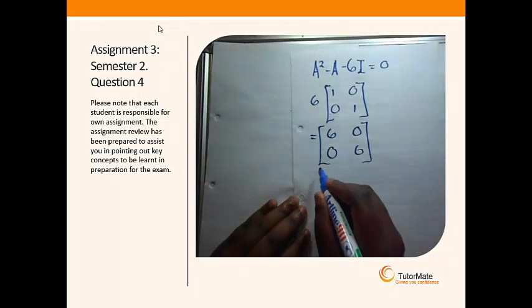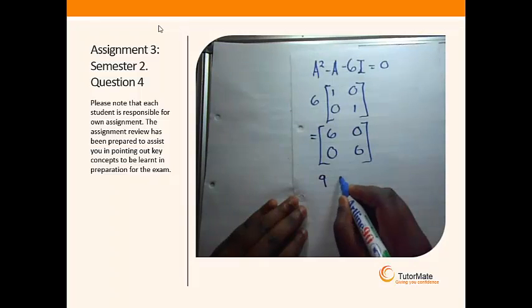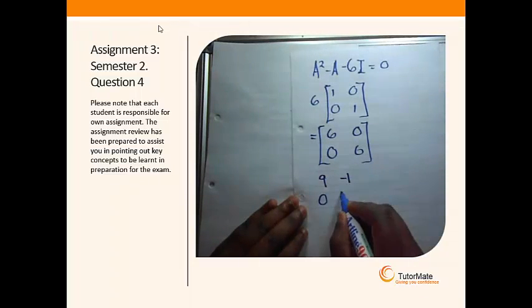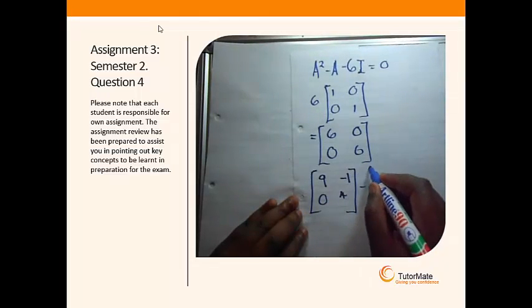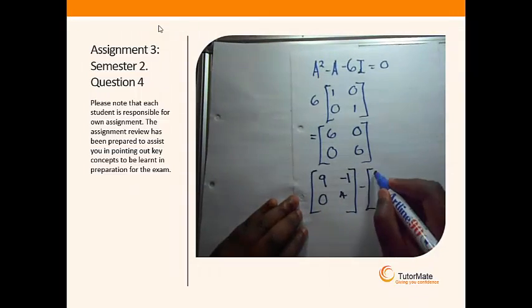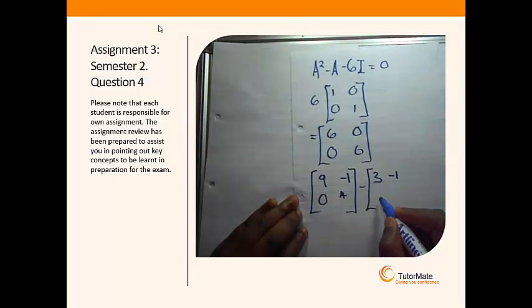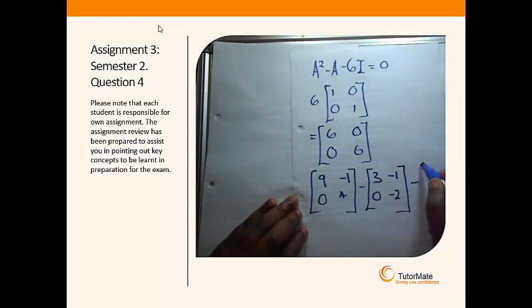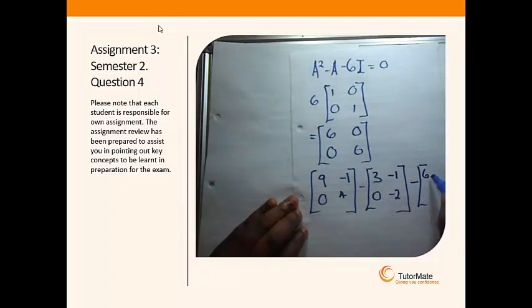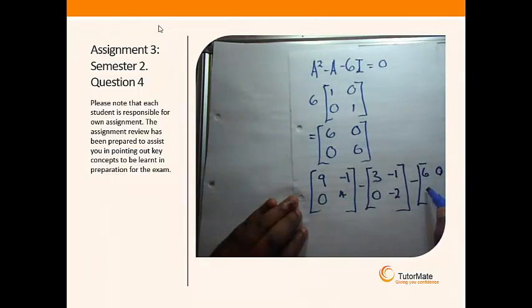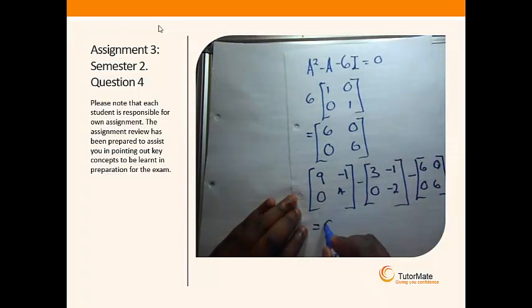So you first write your A squared we've calculated, which is 9, minus 1, 0, 4. Minus A you are given, which is 3, minus 1, 0, minus 2. Then minus your 6 times your identity matrix, which is 6, 0, 0, 6 here. All this is supposed to give you 0.